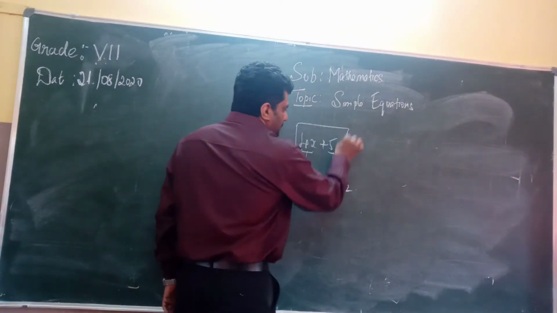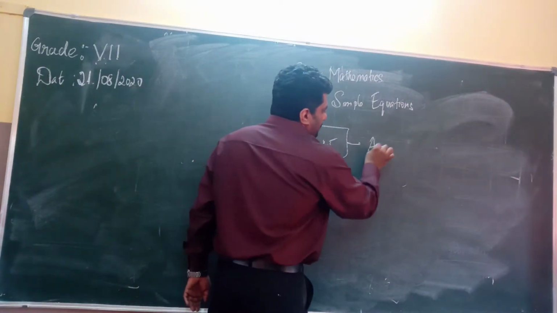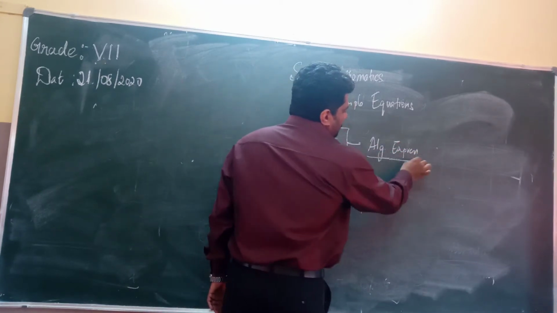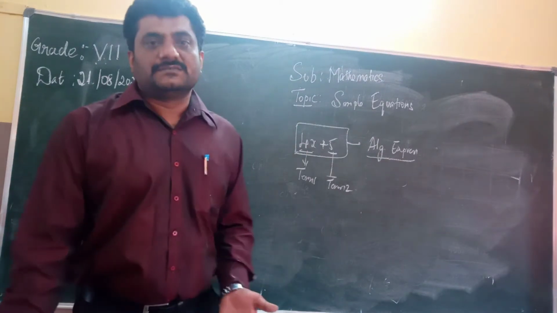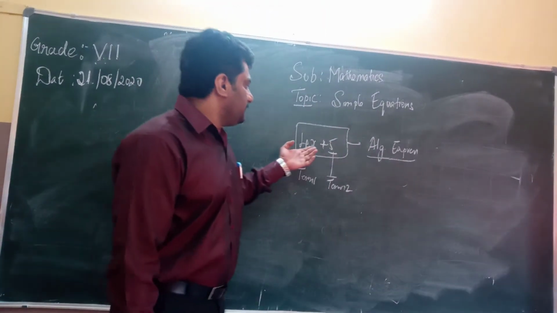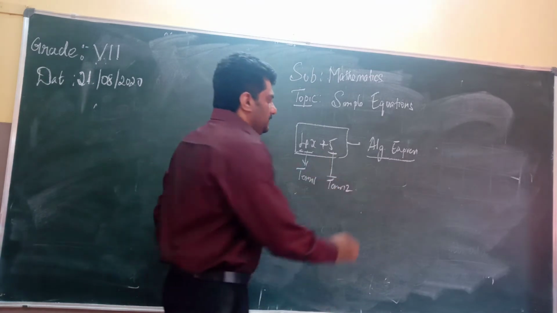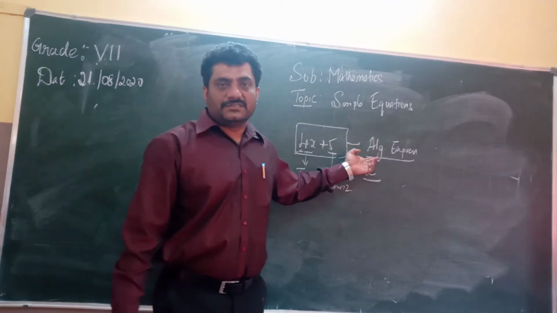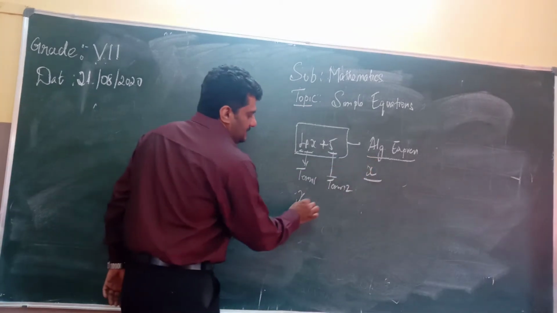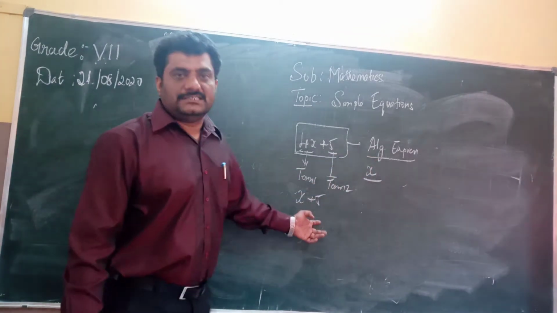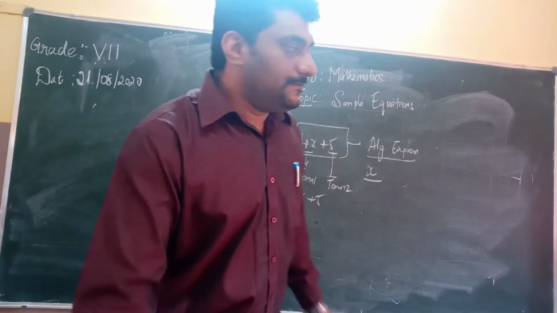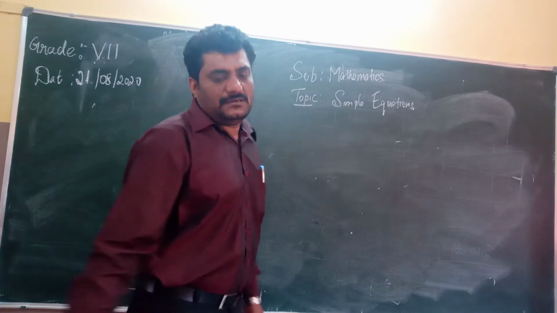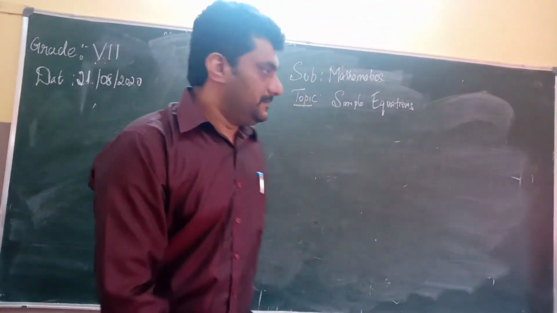Now together we call this an algebraic expression. What is an algebraic expression? It is a combination of a variable and a constant. If I say x, even this becomes an algebraic expression. If I say x plus 5, it is an algebraic expression. So in simple terms, an algebraic expression is nothing but a combination of a variable and a constant.